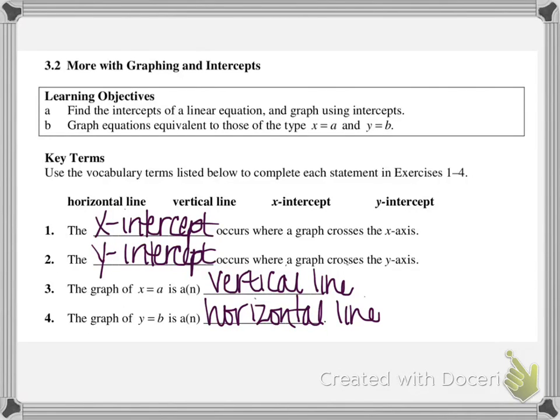Now we're going to start looking at graphs a little bit closer and looking at some of their characteristics. So the x-intercept occurs where the graph crosses the x-axis, and the y-intercept occurs where a graph crosses the y-axis. The graph of x equals a is a vertical line, and the graph of y equals b is a horizontal line, and we'll look at examples of all of that.